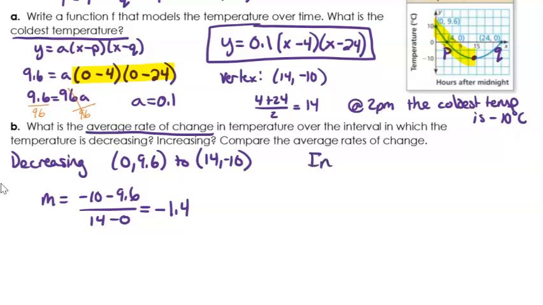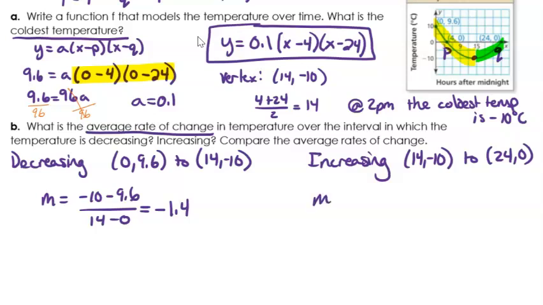Now, it is increasing on the right side of the vertex. So where it is increasing is right here. And it increases from the vertex, which is 14, -10, to the point where it stops, which is 24, 0. So let's find that slope. So we do 0 minus -10, 24 minus 14, and that is 1.